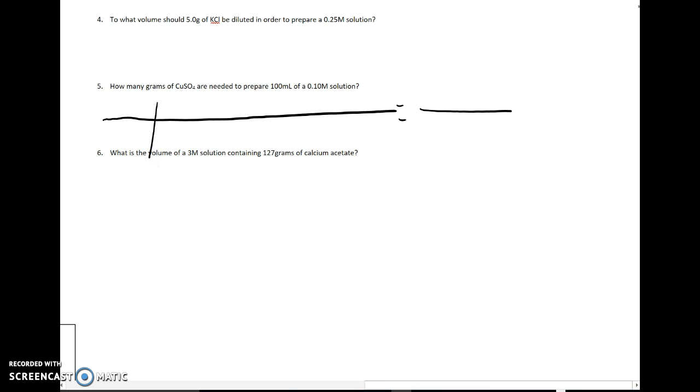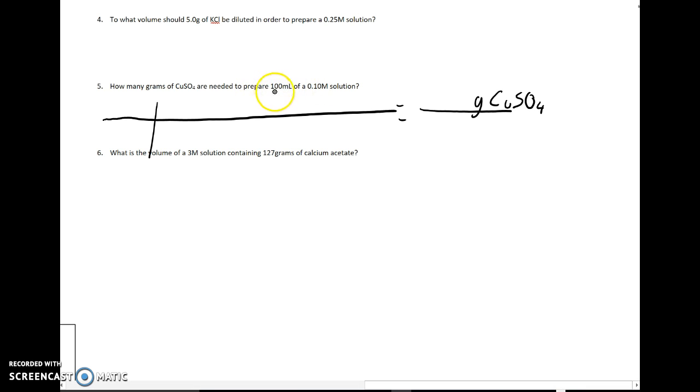Then I need to figure out what this question is asking me for. It's clearly asking me for how many grams of copper sulfate. So grams of CuSO4. And then I have to figure out my starting point. And that's where these problems can get a little tricky, because it looks like I have two givens.